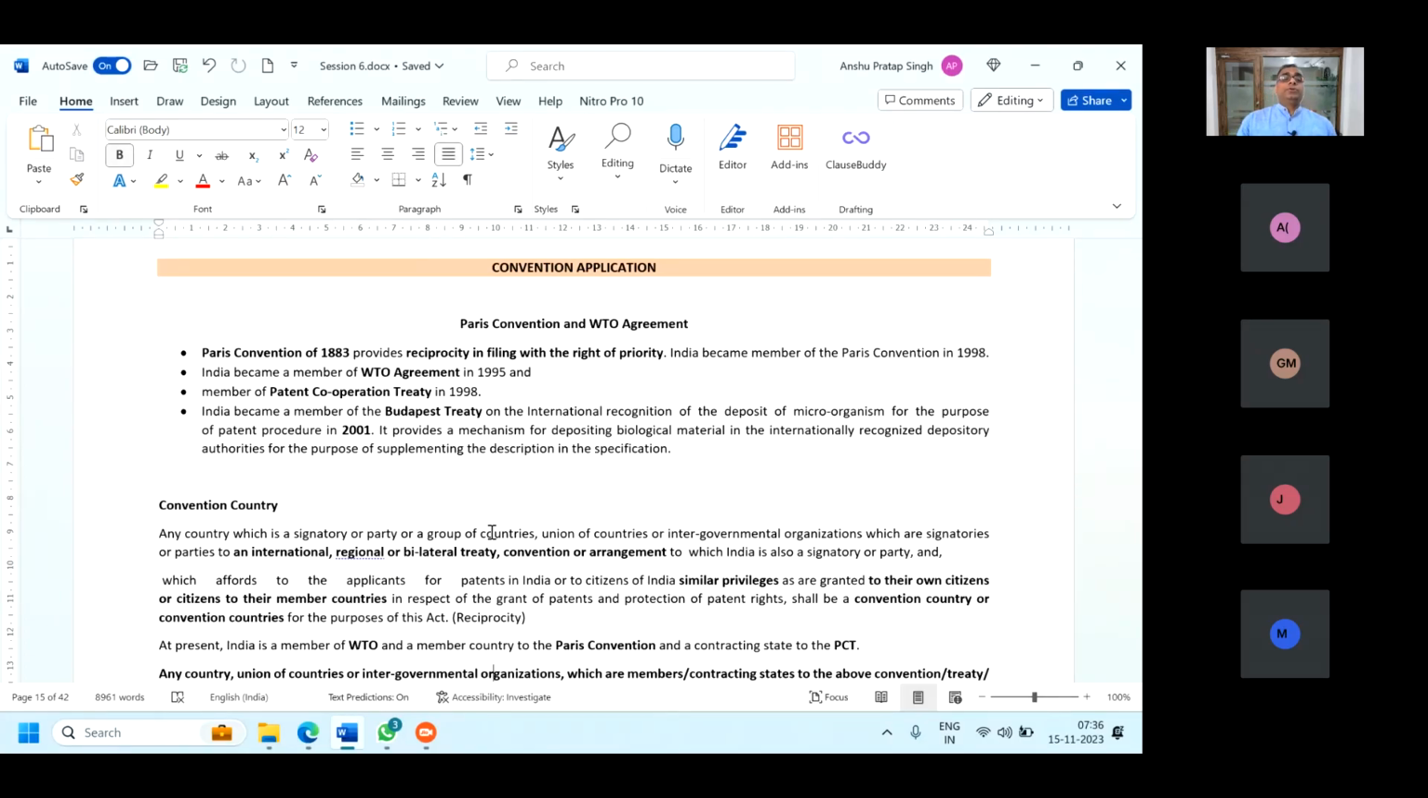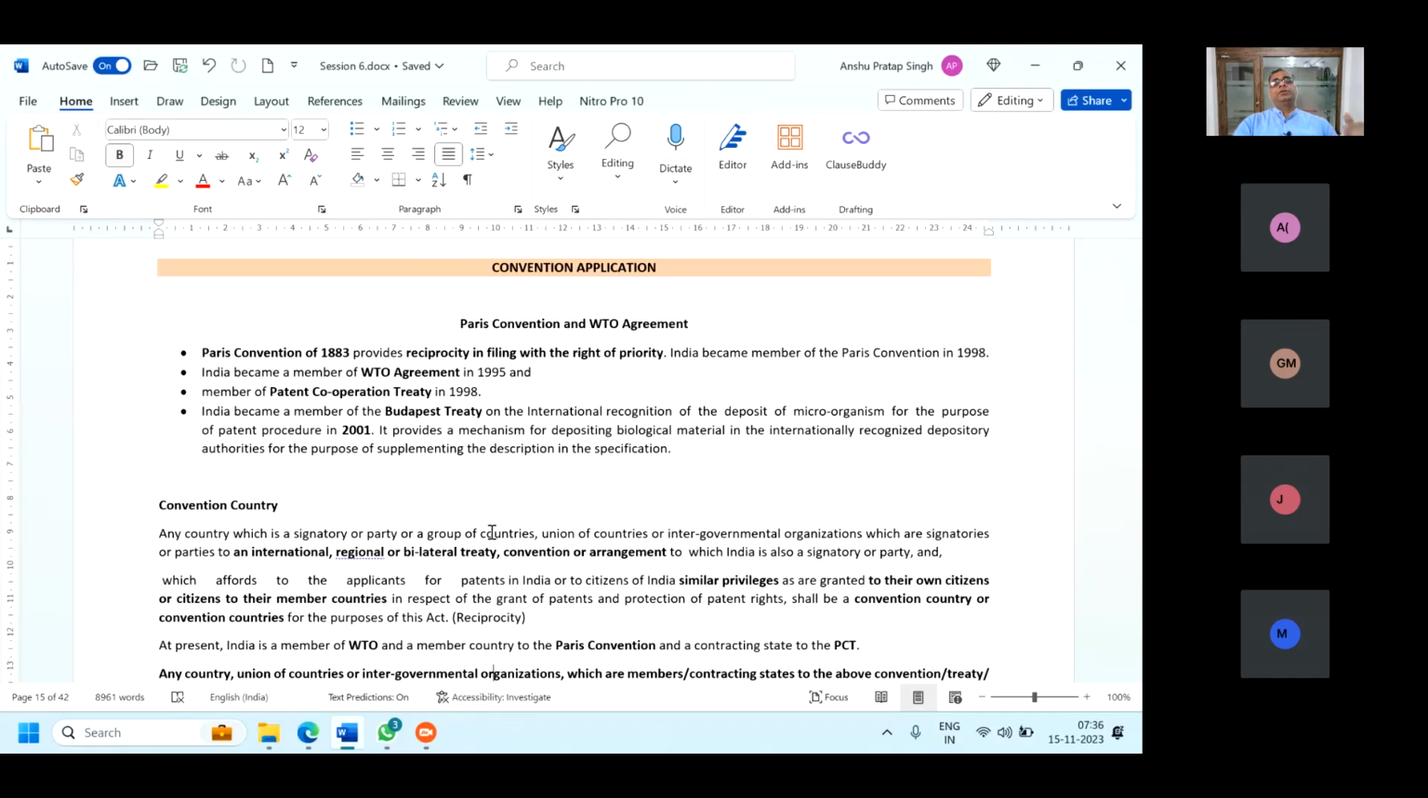Okay, so India became a member of the Paris Convention in 1998. So in 1998, we went into both, the Paris Convention as well as the PCT, both in 1998, and the WTO in 1995. Okay, there is another, the Budapest Treaty.